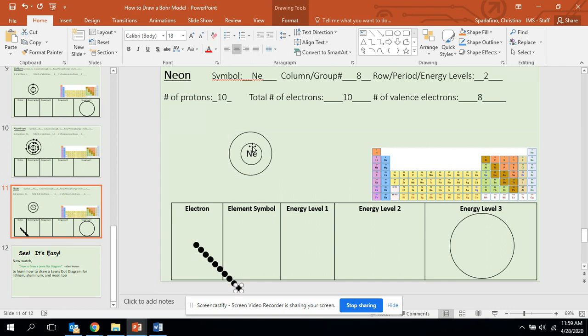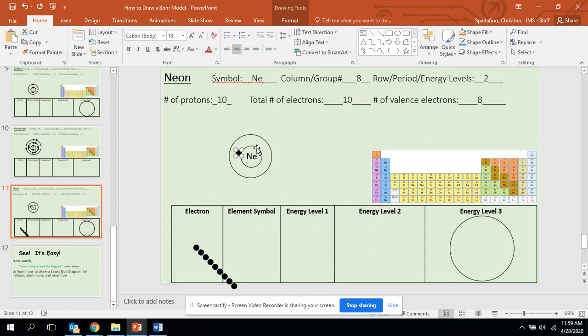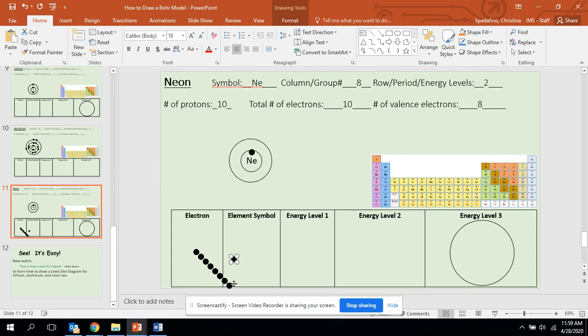So again, we start at the first shell. And the first shell can only hold how many, children? That's right, 2. First shell gets our first 2 electrons. So 2 minus 10, I should have 8 left over. Great. How many does the second shell hold? 8. Yes. So that means we're going to have a full second shell.